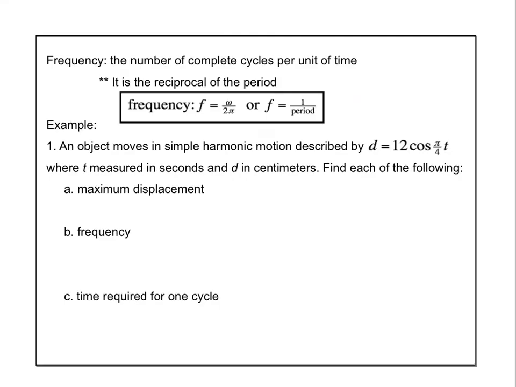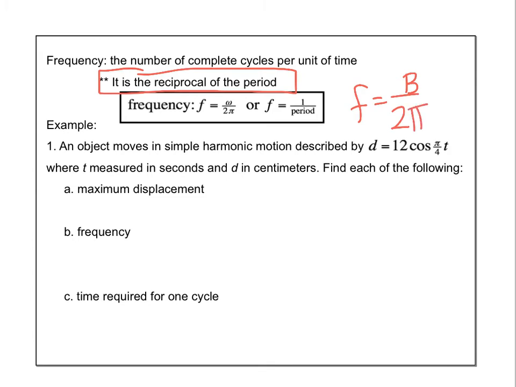The next thing we're going to talk about is what's called the frequency. The frequency says the number of complete cycles that can happen per 1 unit of time. So if we're measuring it in seconds, how many cycles the object will get through in 1 second. It's really just the reciprocal of the period. So if you look at the formula here, frequency is really just b over 2 pi.